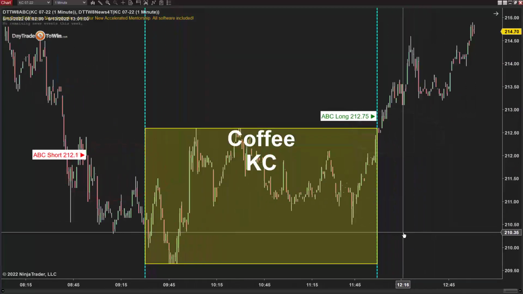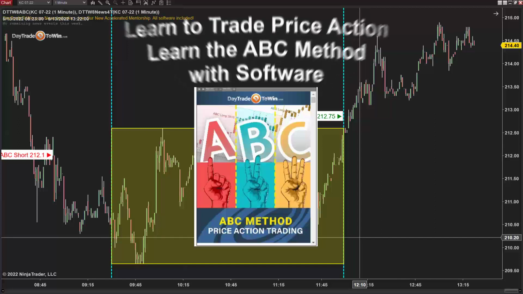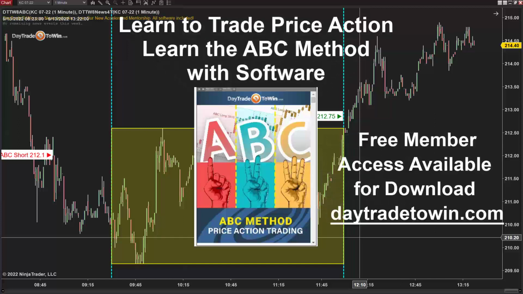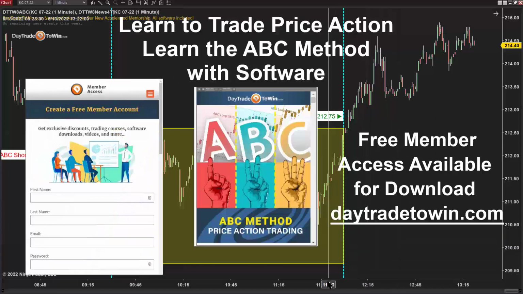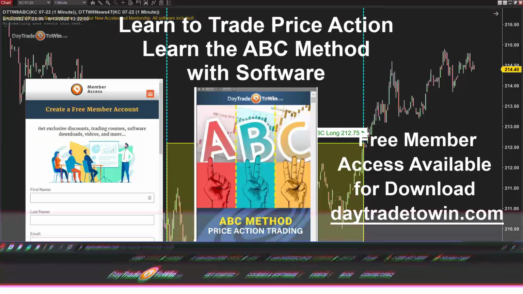So the ABC method based on price action allows you to look at different markets. You can apply this to your chart. As long as you have a free member account, you can get this download and learn the method, more importantly, on how this works. Let's take a look at today's Atlas line signals.